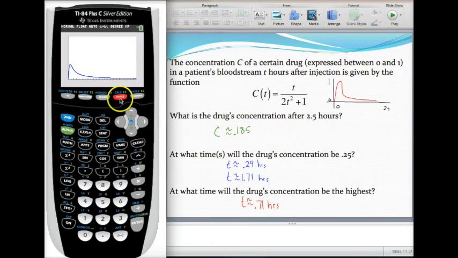Hit trace. And if you hit left or right, you can trace to different X values on your graph. The problem is, even if I were to go all the way over to 2.5, I'm probably not going to get there exactly because I'm using these weird decimals. They just are giving me random points. But what's really great is if you're in trace mode, just go ahead and hit 2.5 and enter, and it's going to jump right to where X is equal to 2.5. So my concentration after 2.5 hours is about 0.185 units. I don't know what they're measuring it in.